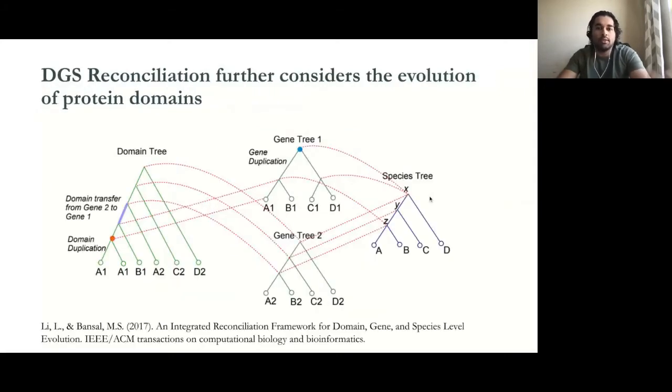Now, this can be further extended to gene domains, which evolve inside multiple gene trees, which in turn evolve inside the species trees, which is looking one step deeper into this problem of different trees evolving inside each other. And this is also a problem that we have worked on in Professor Bansal's lab, and there's some interesting work in that area.